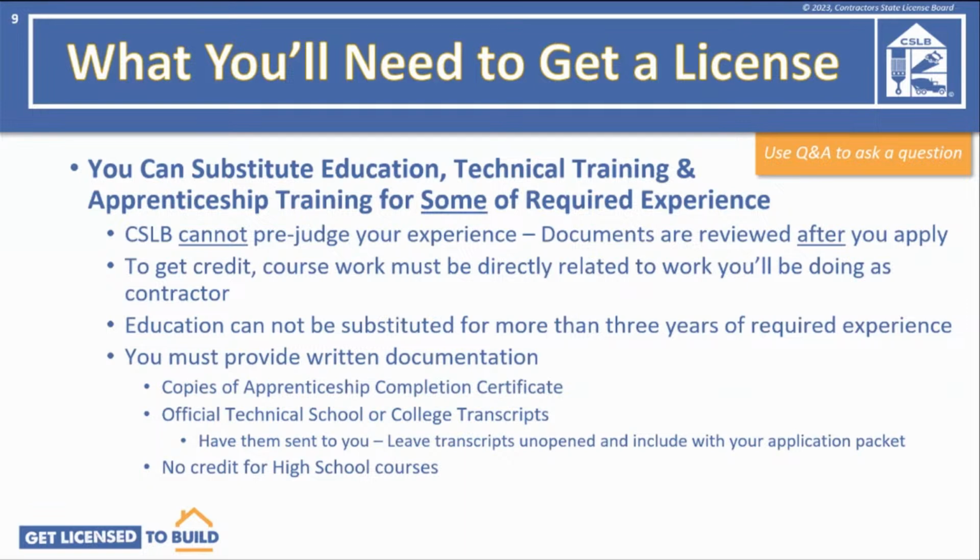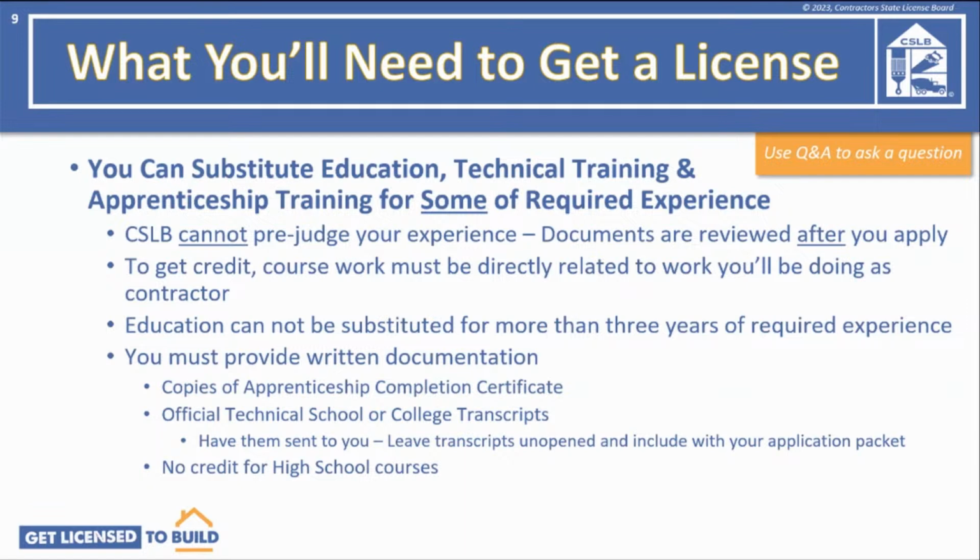Next, to get education credits, the coursework must be directly related to the work you will be doing as a contractor. Your education cannot be substituted for more than 3 years or 36 months of required experience, meaning you will need to have at least 1 year of practical experience if you get the full 36 months of educational credit.